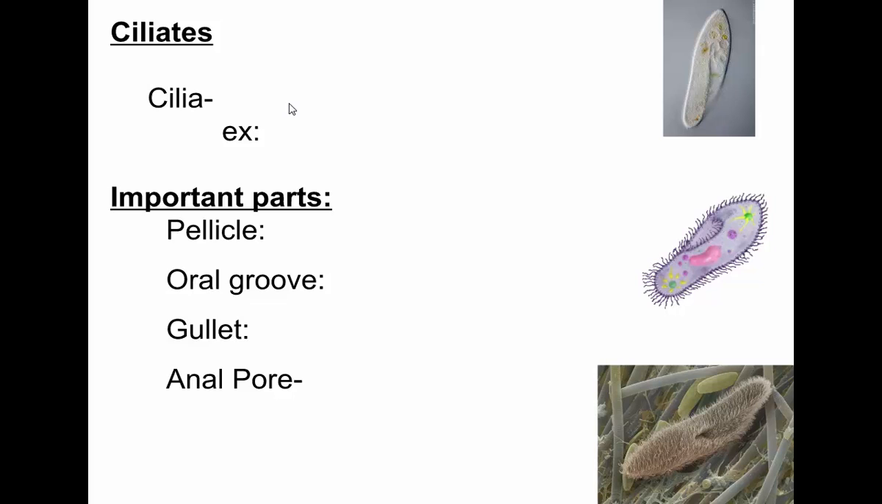All right, ciliates. The ciliates are another group of protists. These are the ones that move using cilia. So they're called cilia. And cilia are these small little hairs that are around the outside of the organism. In this drawing, you can see them obviously pretty clearly.